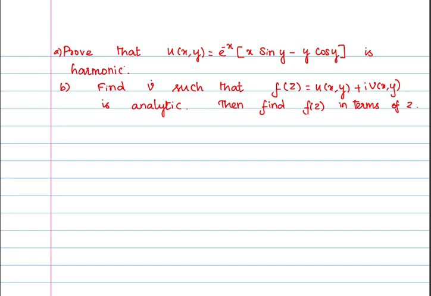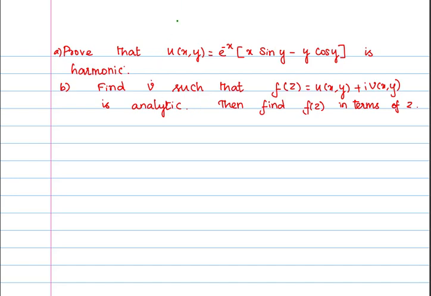Hi friends, in this video we are going to solve this problem. Our aim: the given function is harmonic. Then I want to find v such that f of z is equal to u of x comma y plus i times v of x comma y is analytic. So what is the meaning?